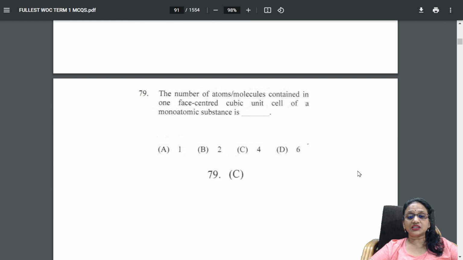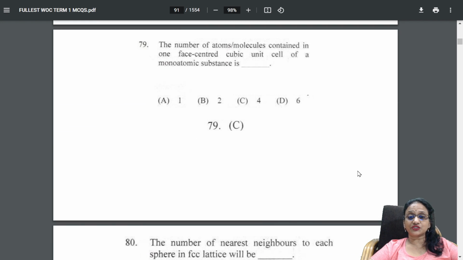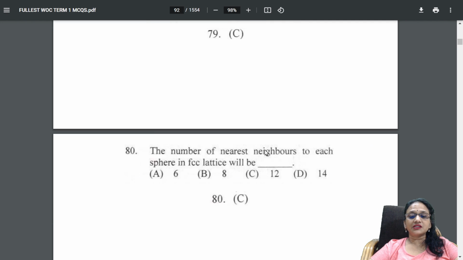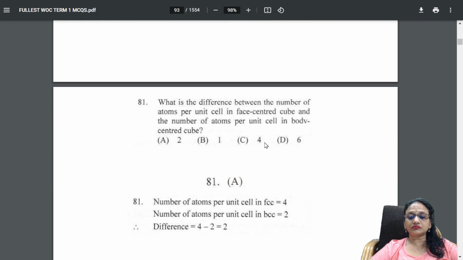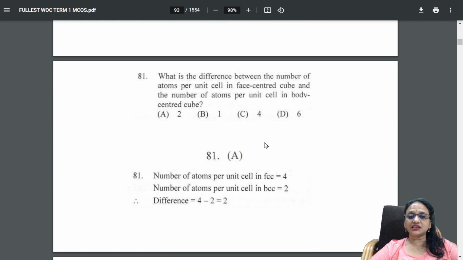One more question gradually goes into this: number of atoms or molecules occupied or contained in the face-centered cubic lattice. 4, isn't it? So next comes your nearest neighbors in the FCC lattice. How many are there? Because you have atoms occupied in the corners, you have atoms present in the faces also. So the contribution is all right. And next, this is a question based on your number of atoms in the FCC, BCC. What is the difference? Comparative study is also there.